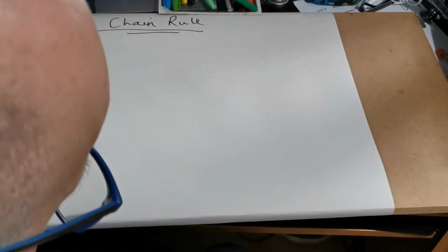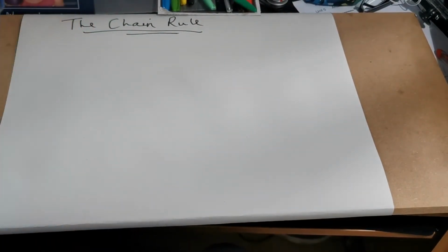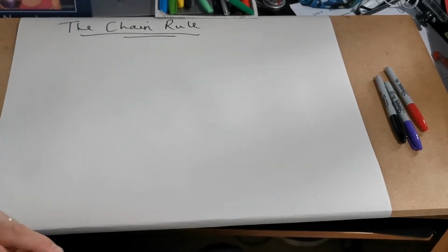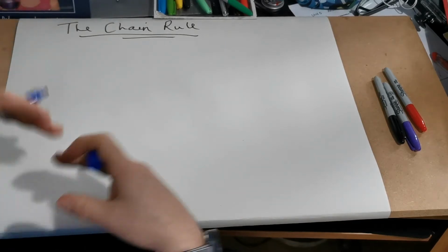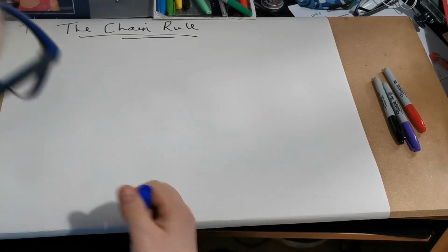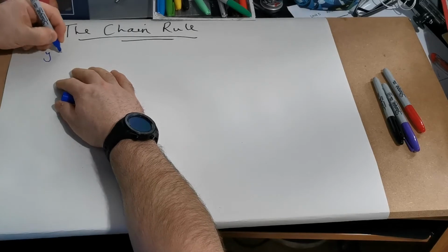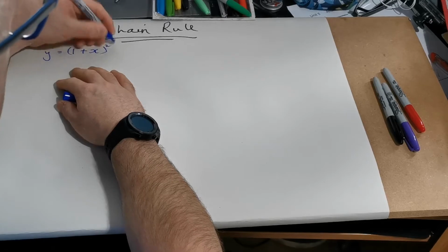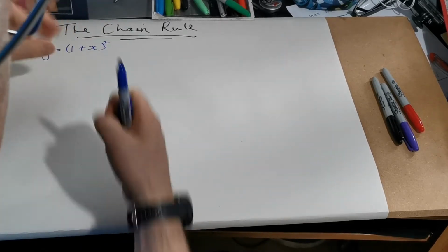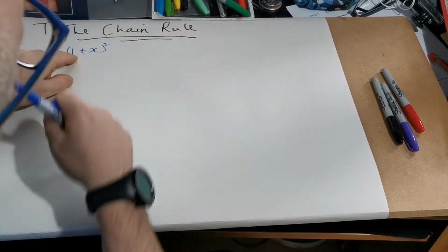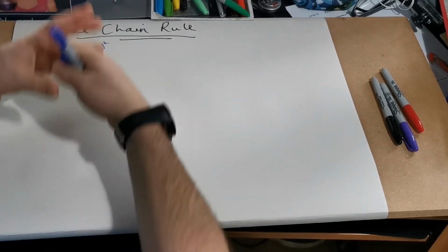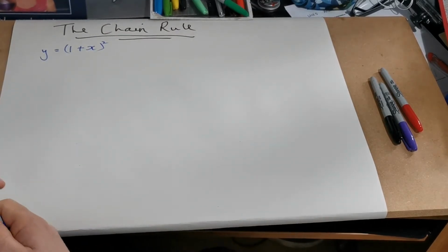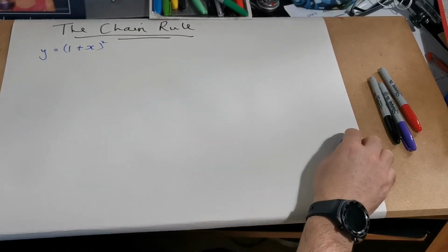Hi guys, we're going to continue our look at differentiation and come to something called the chain rule. The chain rule helps us differentiate what you might call a function of a function. So for example, if I had y equals (1 plus x) squared, I've got an inner function of 1 plus x, but I'm doing a function of squaring on top of that. So the chain rule is going to help us with that sort of thing.